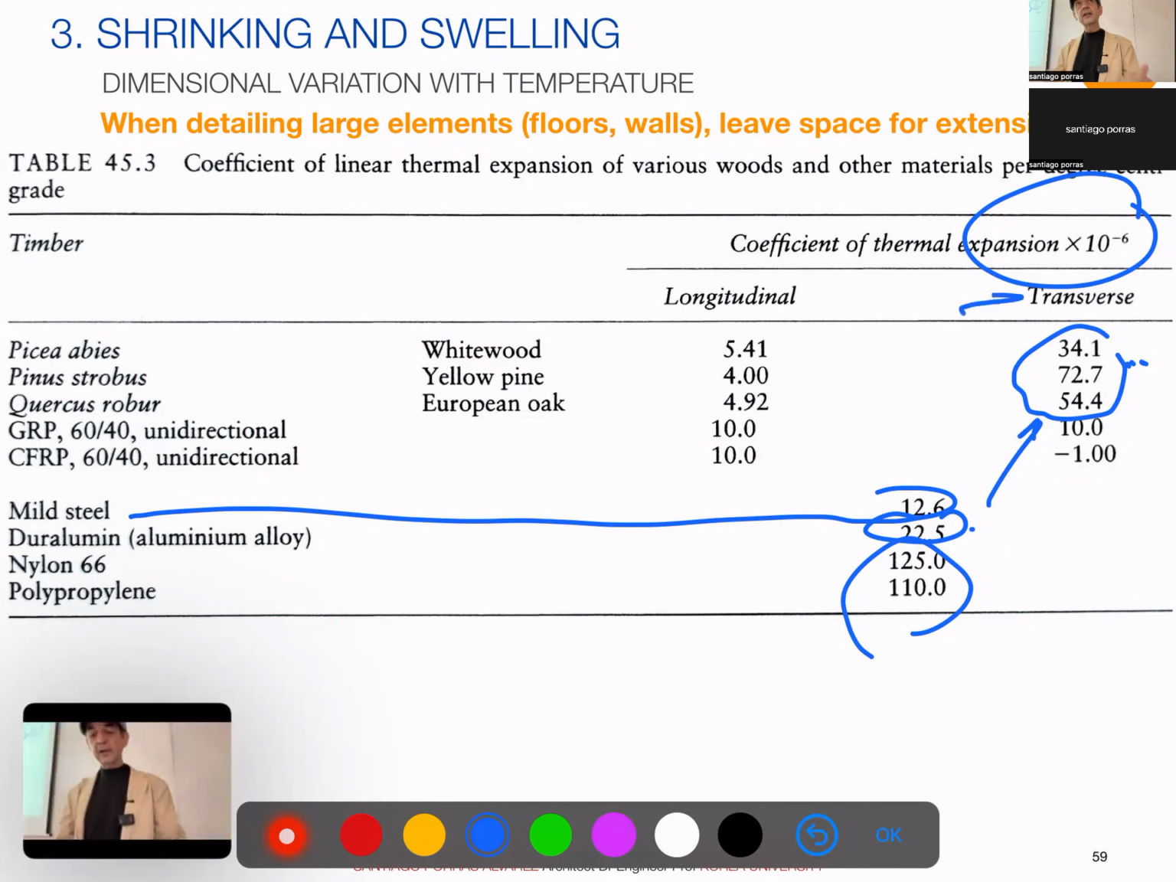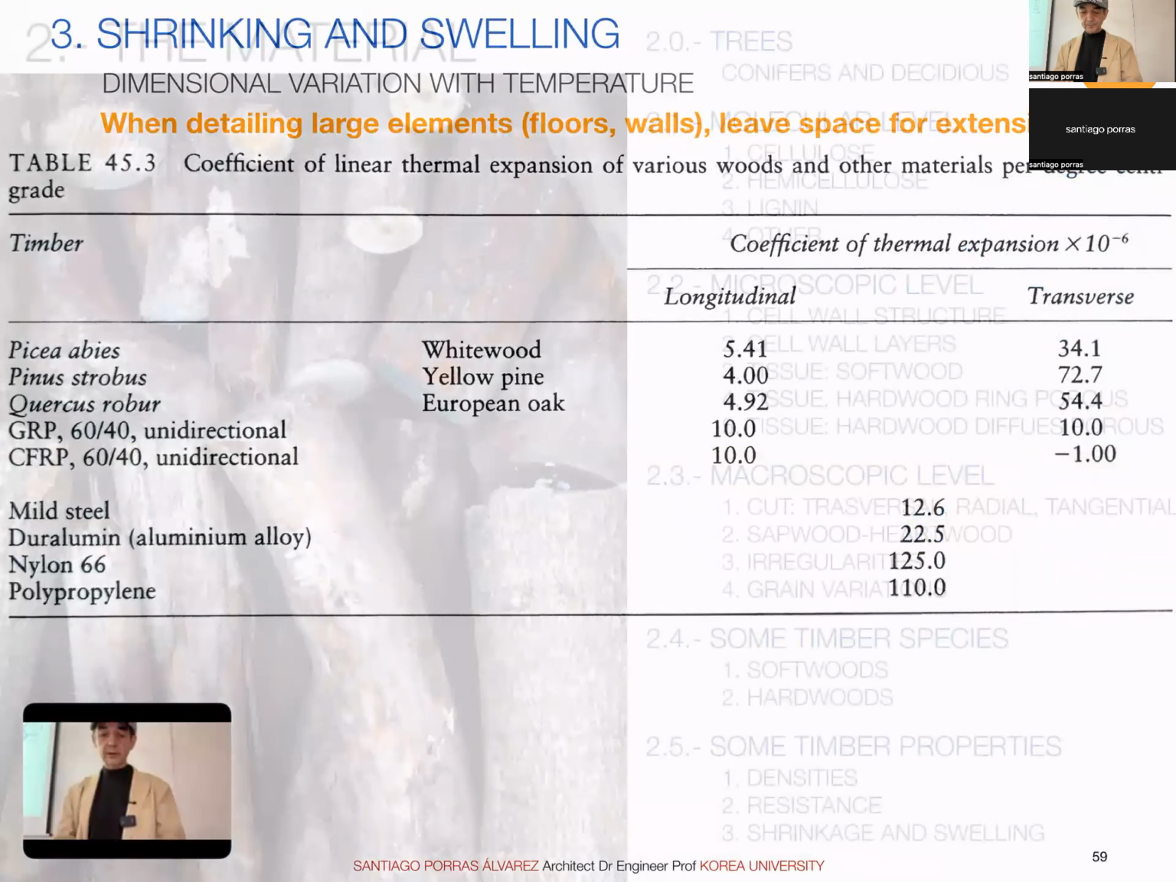And the transversal is always the one which works more, right? Parallel to the ring grains. So you always have to leave space for expansion, especially on the sides. So if the planks in a floor are like this, you'll need to have some additional space on the sides and a bit less on the top and the bottom, right? Because that will be a considerable expansion there.